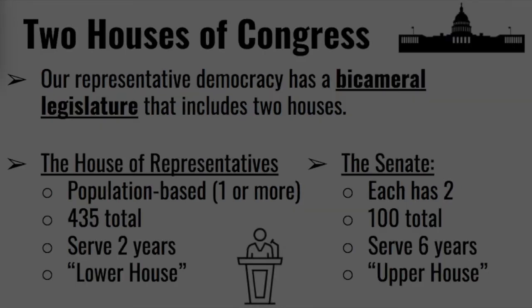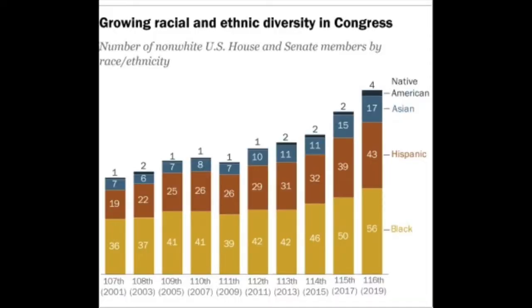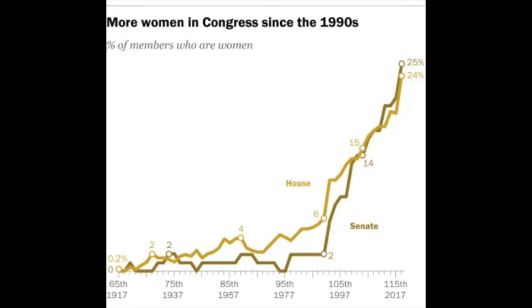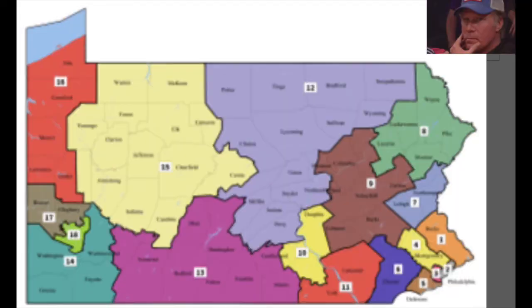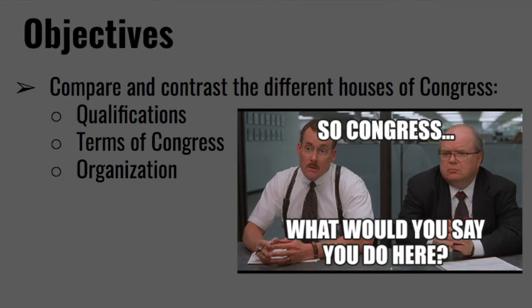We broke down the different houses and some of their fundamental differences. We looked at the qualifications of the members of Congress, and we also looked at what Congress looked like demographically and what they have resembled in recent years. We also looked at voting districts to select the candidates, and then a term that happens way too often, gerrymandering. Today we're going to look at terms, sessions, and how Congress is organized.